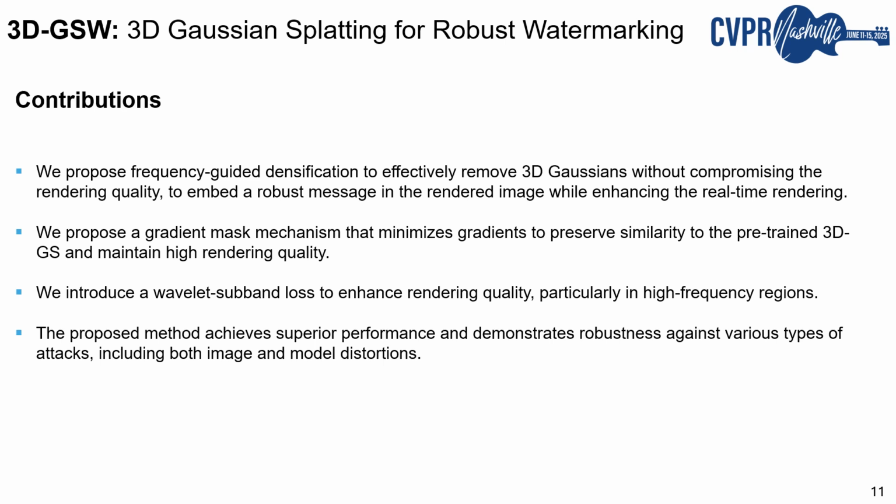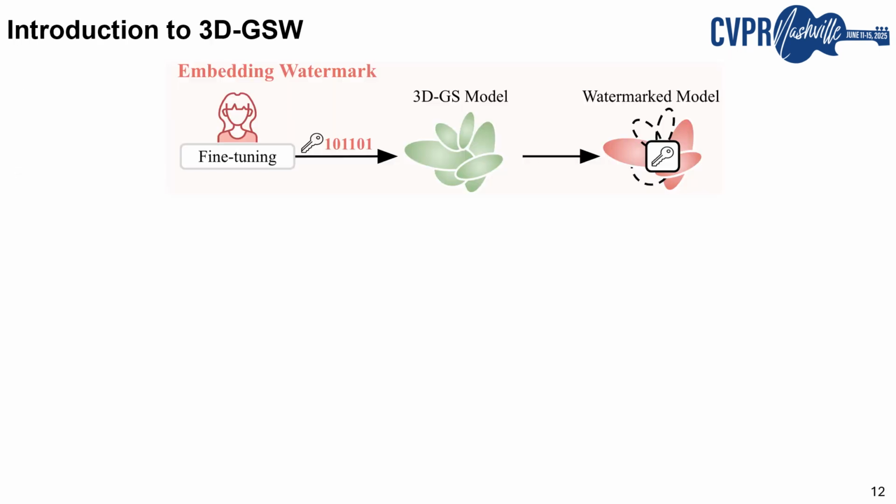These are our contributions. We propose frequency-guided densification to effectively remove 3D Gaussians without compromising the rendering quality, to embed a robust message in the rendered image while enhancing the real-time rendering. We propose a gradient mask mechanism that minimizes gradients to preserve similarity to the pre-trained 3D-GS and maintain high rendering quality. The proposed method achieves superior performance and demonstrates robustness against various types of attacks, including both image and model distortions. Now, we will introduce our method, 3D-GSW.